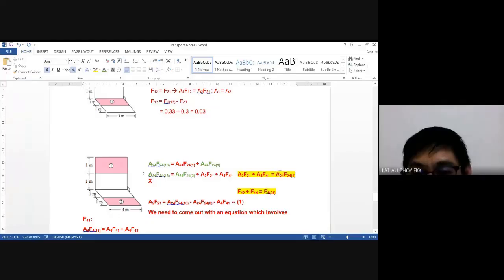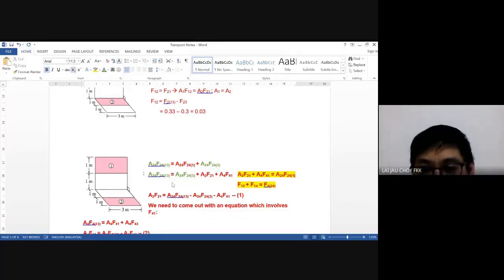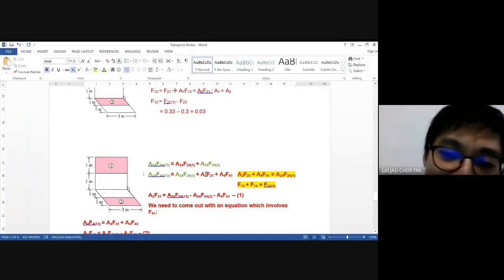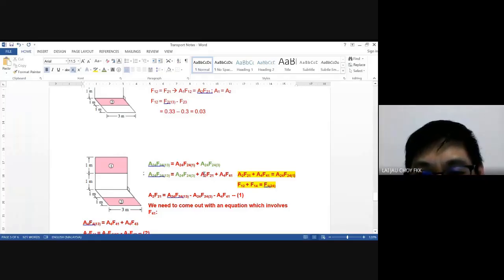Okay, so you see this part is the same as this part. A24 F241 equals A2 F21 plus A4 F41. That is this part. Okay, I'll continue first. If you have a question, you can ask later. Okay, now we are here. You see, this part contains the F21 that we want to find. Of course, we want to find F12, but we can always use the superposition rule to get F12.